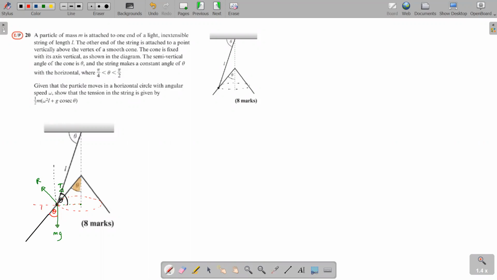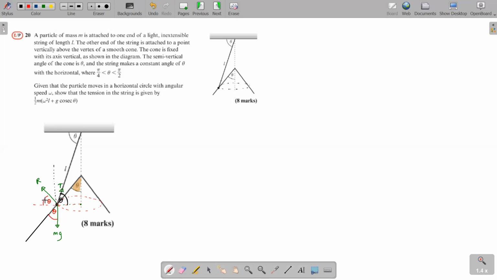So if this is theta, this is 90 minus theta, isn't it? Because this is a perpendicular. And since these two are also perpendicular, this ends up becoming theta again. Guys, can you understand the geometry here? That's really important. This is theta, this is 90 minus theta, and this is the theta that I require. All right, so everyone is ready now.